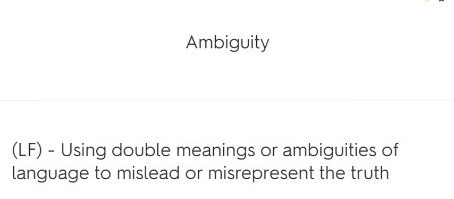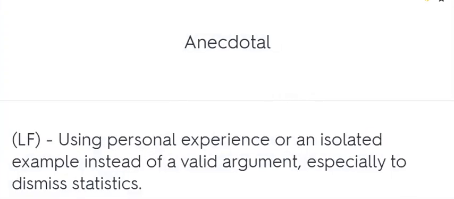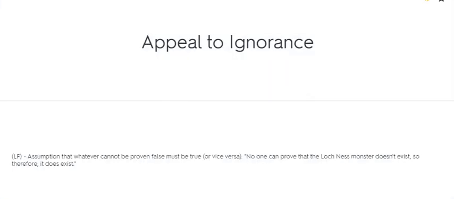Ambiguity. Using double meanings or ambiguities of language to mislead or misrepresent the truth. Anecdotal. Using personal experience or an isolated example instead of a valid argument, especially to dismiss statistics. Appeal to ignorance. Assumption that whatever cannot be proven false must be true. No one can prove that the Loch Ness Monster doesn't exist, so therefore, it does exist.